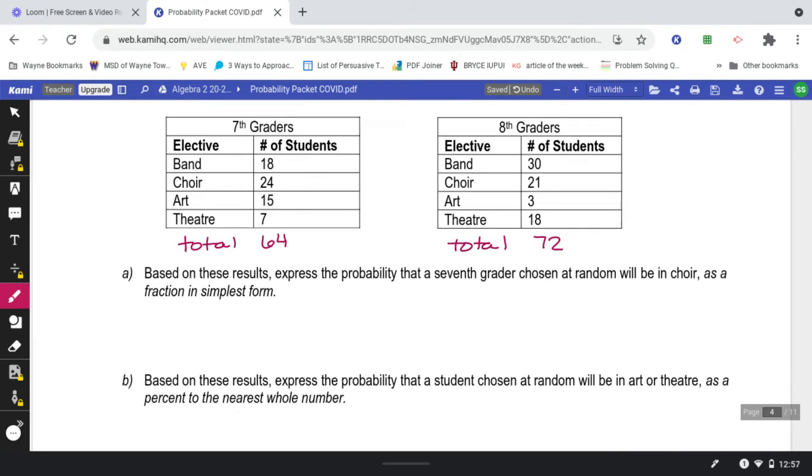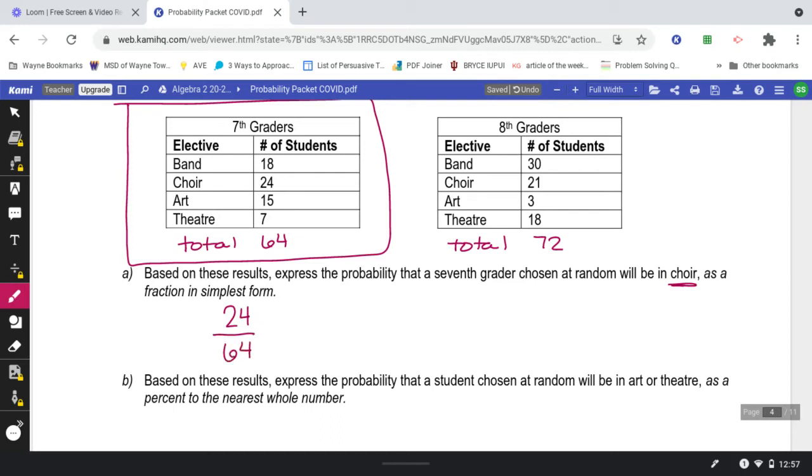All right, so based on these results, express the probability that a 7th grader chosen at random will be in choir. So our first problem is just focused on the 7th graders. So I look to my 7th graders, I look to choir, 24, out of my total 7th graders, 64.